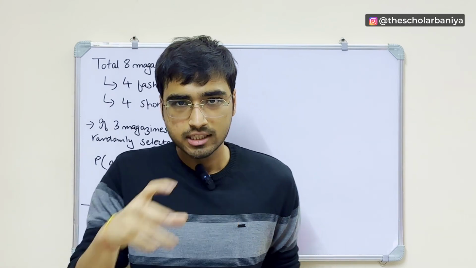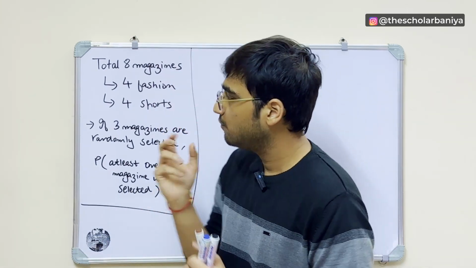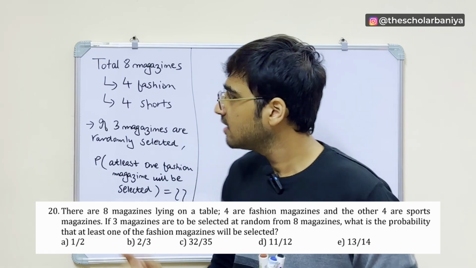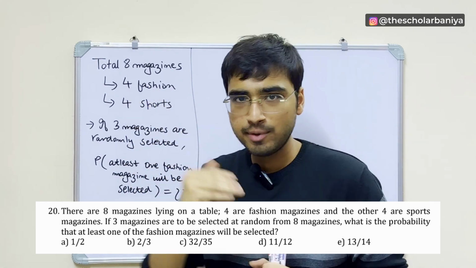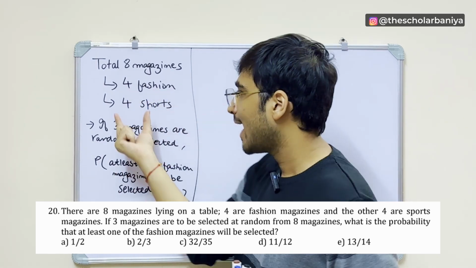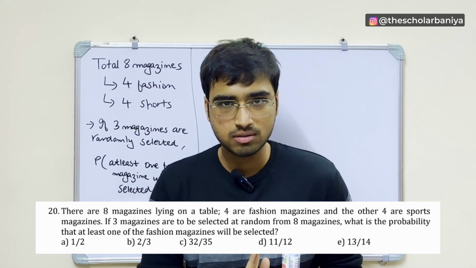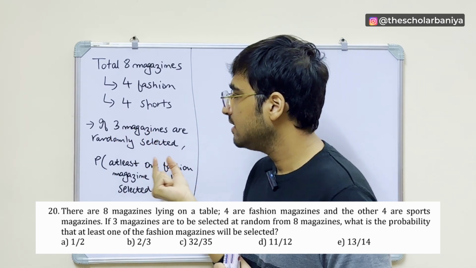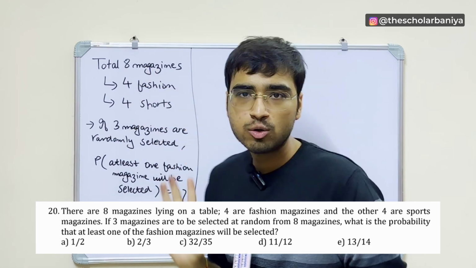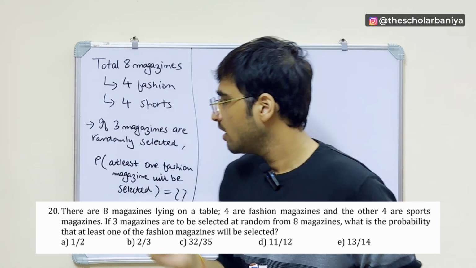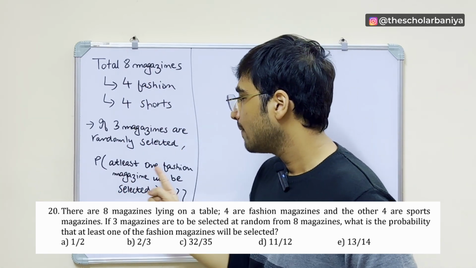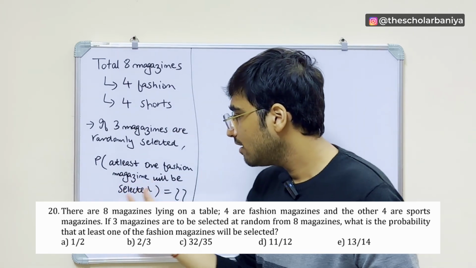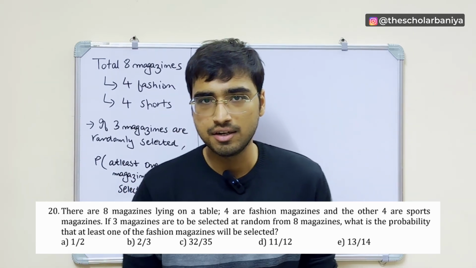So let's move on to the next question, guys. In this question, we are given that there are a total of 8 different magazines, out of which 4 belong to fashion magazines and 4 are related to sports, right? Now we are asked that if 3 magazines are randomly selected out of these 8 total magazines, what is the probability that at least one fashion magazine will be selected, right?